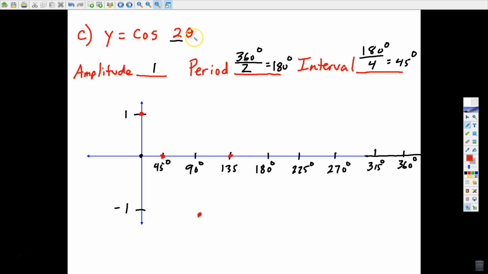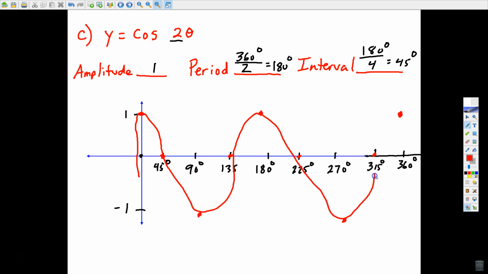And when I go to 180 times 2, that's 360. And now I'm all the way back. I've completed one cycle, which I already knew, since one period was 180 degrees. So now I just need to repeat those dots again to create that same pattern. And I will have my final graph. Connect the dots. And yours will be a lot better than mine, probably.